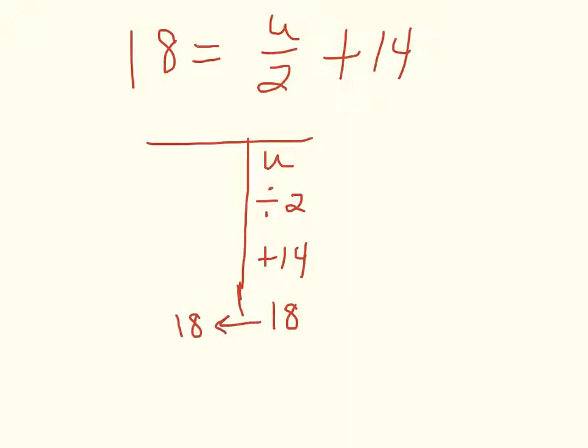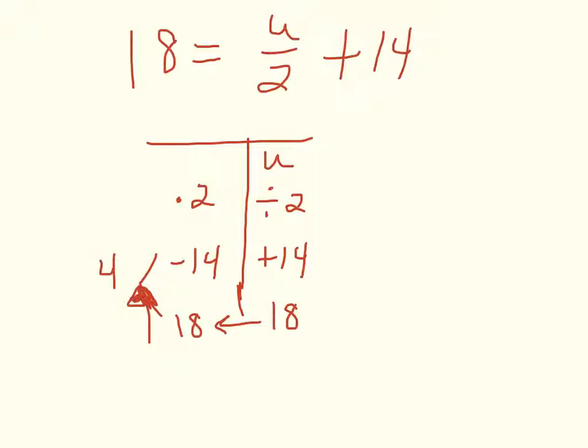Now let's write the opposites. The opposite of adding 14 is subtracting 14. The opposite of dividing by 2 is multiplying by 2. So let's start at the bottom and work our way up. This only works if you start at the bottom and work your way up. Alright, so 18 minus 14. That answer is going to be 4.